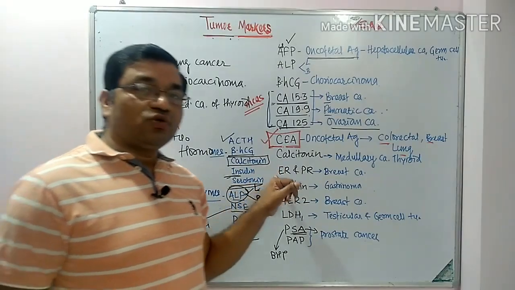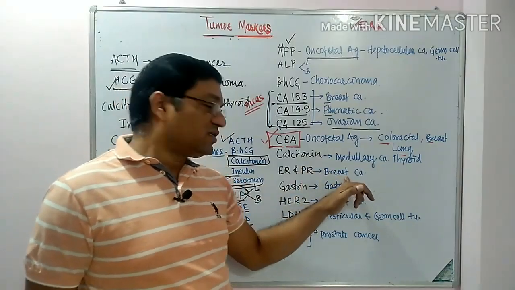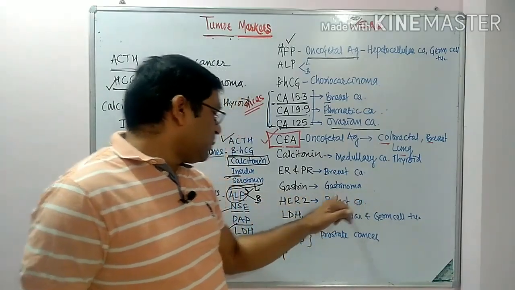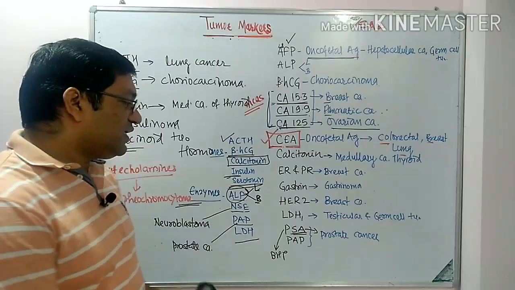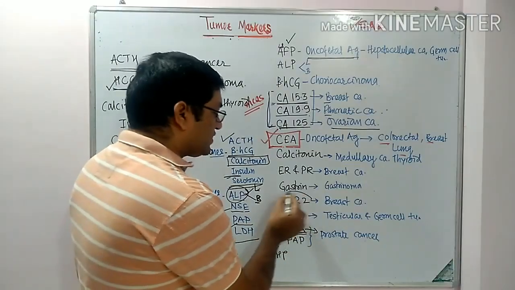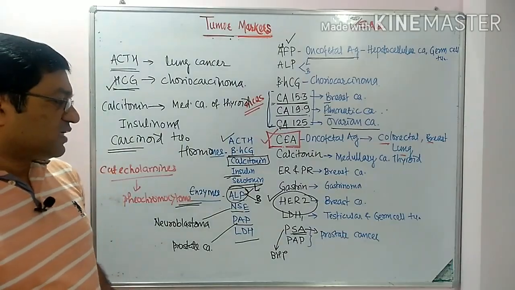Then E for estrogen receptor and progesterone receptor. They are useful in the detection of breast cancer. Then G for gastrin, it is used for detection of gastrinoma. Then H, that is HER2, it is useful for detection of breast cancer. It is important, HER2. It is useful in detection of breast cancer.